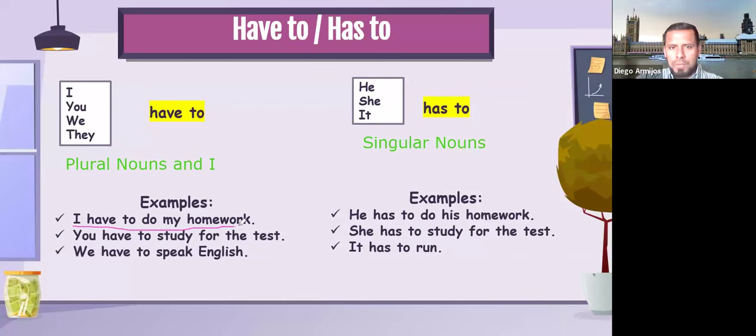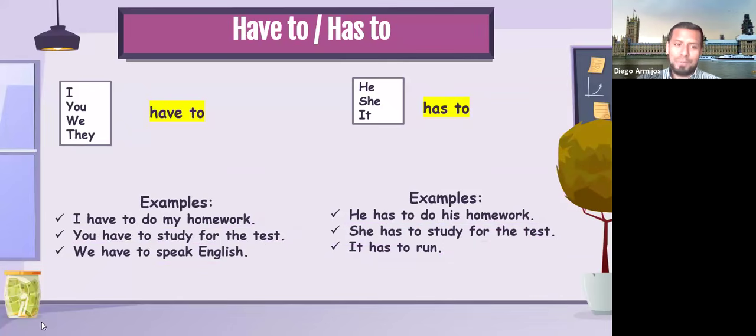For example, I have to do my homework. You have to study for the test. We have to speak English during the class, all right? Here we have examples with has to. He has to do his homework. She has to study for the test. And it has to run. Could be an animal. The elephant has to run. The dog has to run, whatever, okay? Very good. This is about have to and has to.